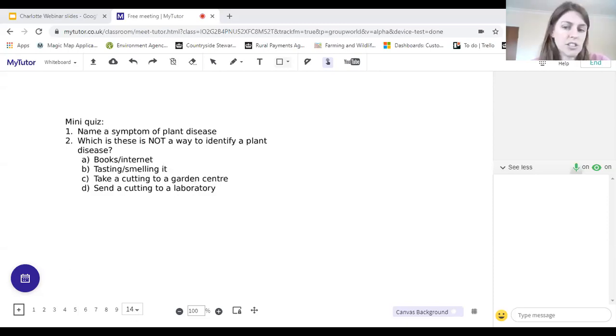Okay, any questions about that section? Pop them in the question and answer box if you do have any. Someone asking what stunts human growth? There's a variety of things that can stunt human growth. We can't go into them all now. Some of them are diseases and some of them can be deficiencies as well that can stunt human growth.